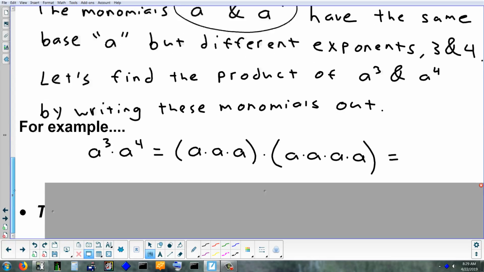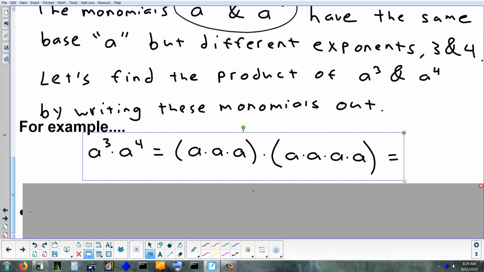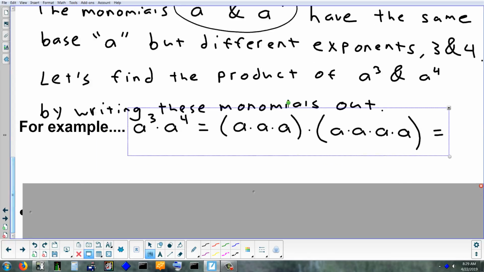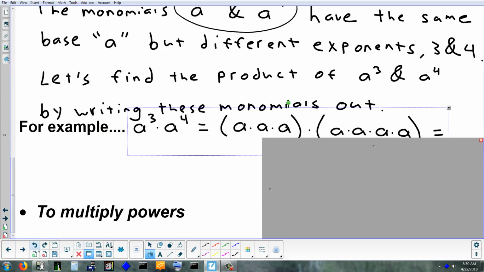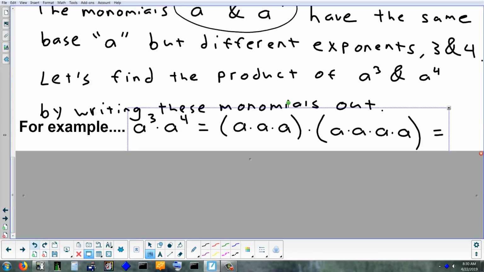All right. So now let's look at what we've got here. We've got A times A times A times A times A times A. So let's put that back the way it was.